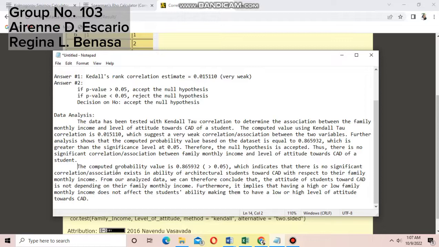The computed probability value is 0.865932, which is greater than 0.05, which indicates that no significant correlation or association exists in the ability of architectural students towards CAD with respect to their family monthly income. From our analyzed data, we can therefore conclude that the attitude of students toward CAD does not depend on their family monthly income. Furthermore, it implies that having a high or low family monthly income does not affect the student's ability, making them have a low or high level of attitude towards CAD.